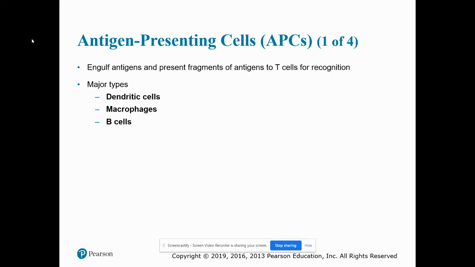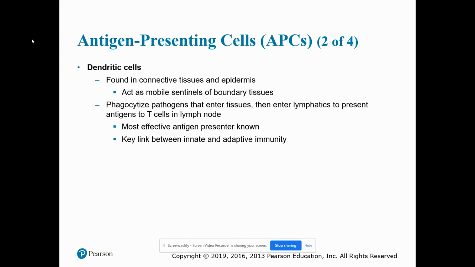Still on chapter 21, and this talk is going to start off by discussing antigen-presenting cells. What antigen-presenting cells do is they engulf antigens and present these fragments of antigens to T cells for recognition. The major types are dendritic cells, macrophages, and B cells.